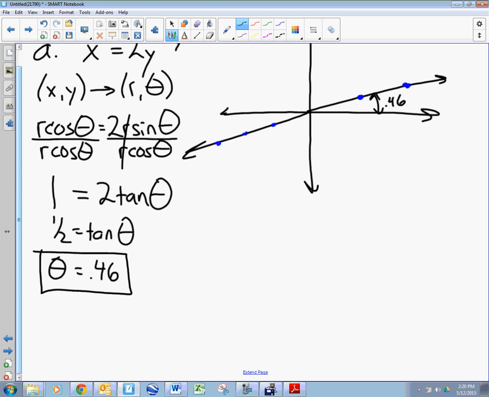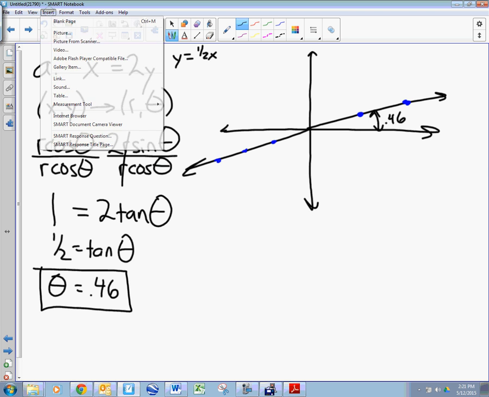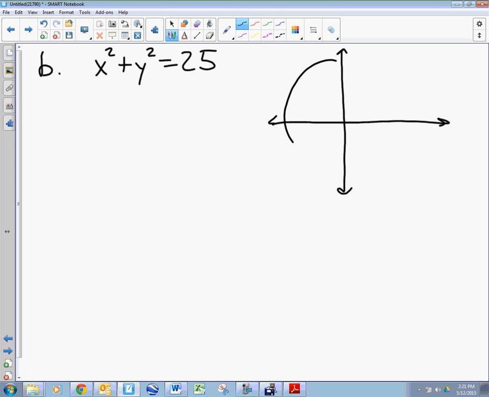You might ask, why would we ever convert something from rectangular form to polar form? Because for some of us, this seems a lot more confusing than when it started, right? Let me give you an example where it's actually simpler to have polar form instead of rectangular form. If you look at problem B, it says x squared plus y squared is equal to 25. What kind of a shape does that make? It's a circle with a radius of 5.